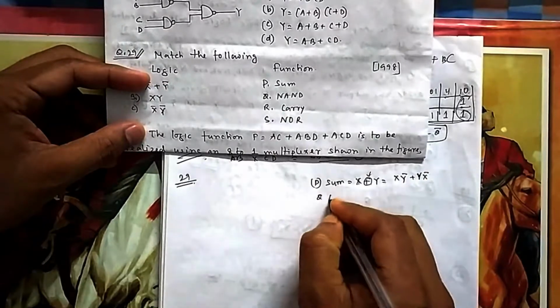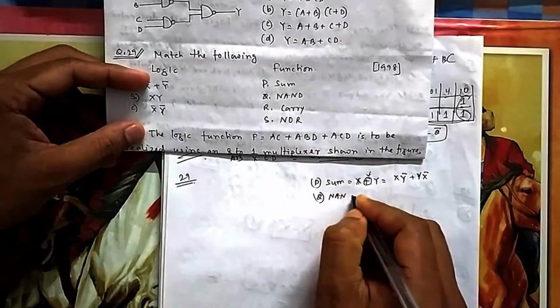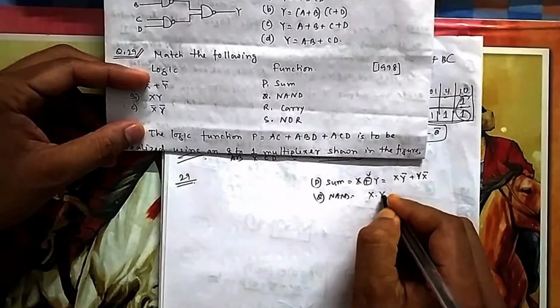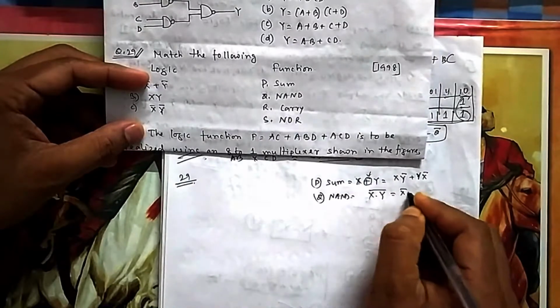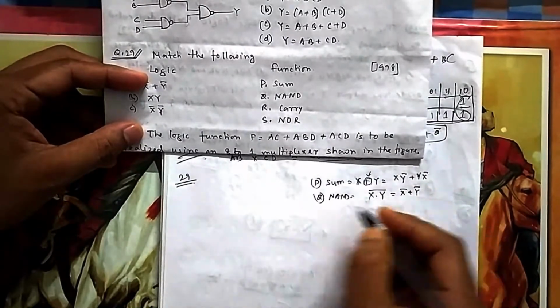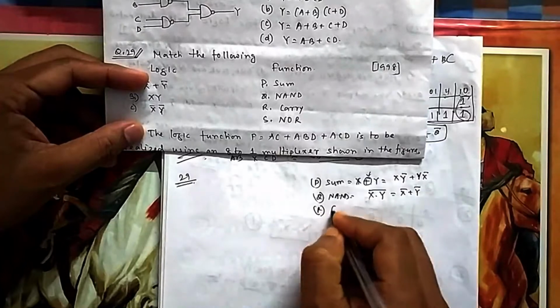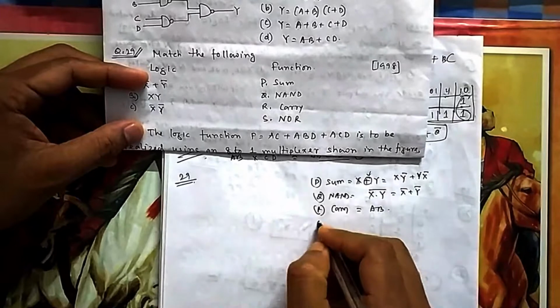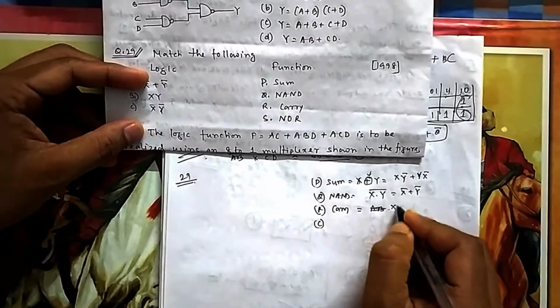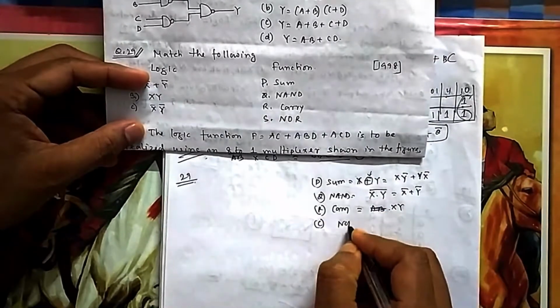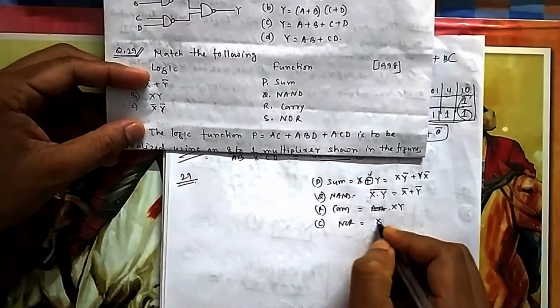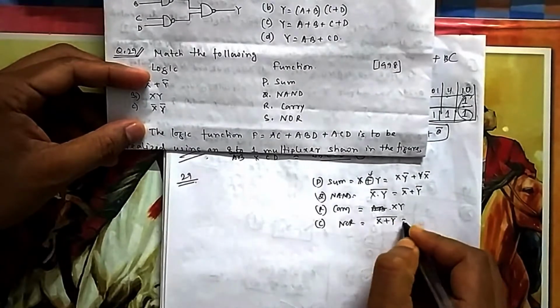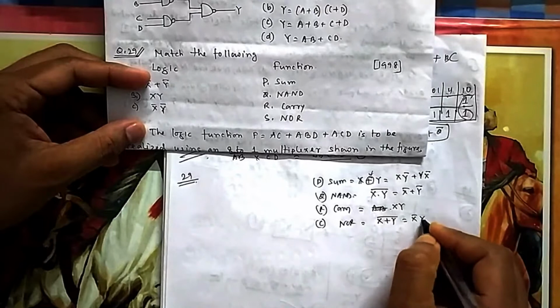What is Q? NAND. What is NAND? NAND is AND then bar, (XY) bar. You can write it as X bar plus Y bar also if you expand it using De Morgan's rule. What is R? R is carry. What was carry? Carry was XY, in terms of X and Y. And it is NOR. NOR was (X plus Y) bar, which can also be written as X bar Y bar.